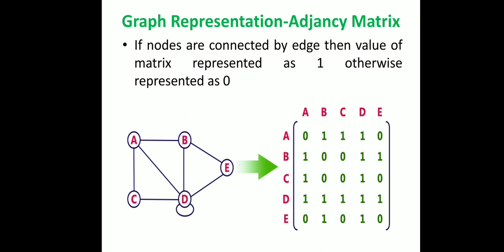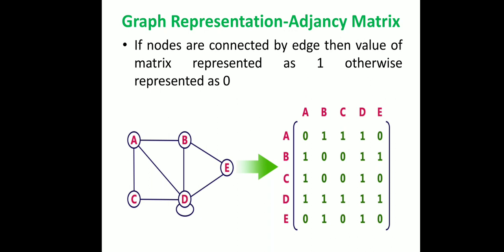Now a particular graph can be represented in the form of a matrix, that is called an adjacency matrix. So you have to form a 2D matrix. On both sides you have to write the node names, like in this graph I am writing A, B, C, D, E. If both the nodes are connected by an edge, then you have to write 1. And if the nodes are not adjacent or not connected by an edge, then you have to write 0.